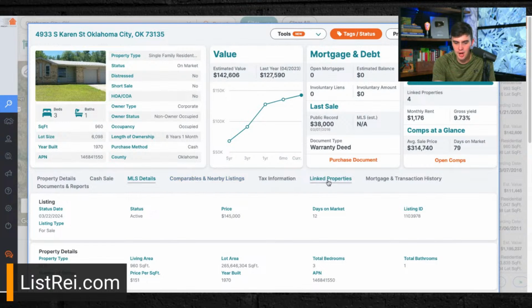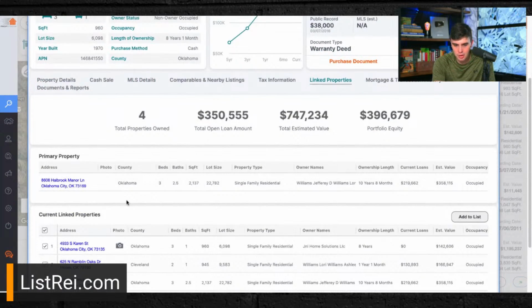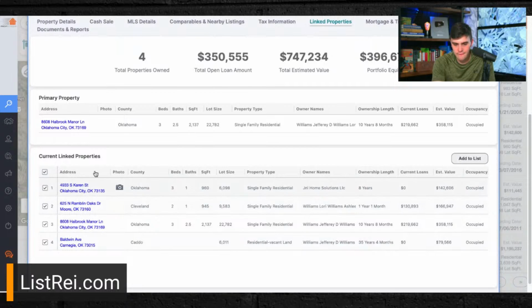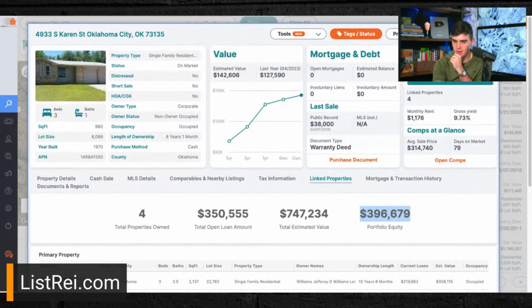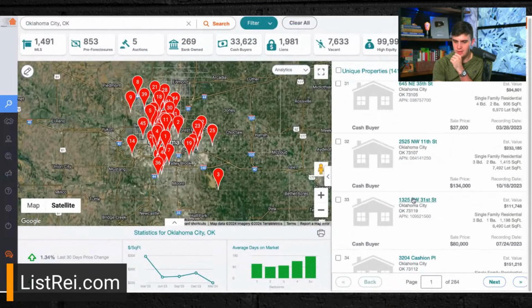But I go here to linked properties, and this person owns 4 properties in Oklahoma. He owns in 73015, 73169. These are all different zip codes, but this guy owns like 350, 400 grand in equity. It's not bad at all. I don't get too much data from this one.